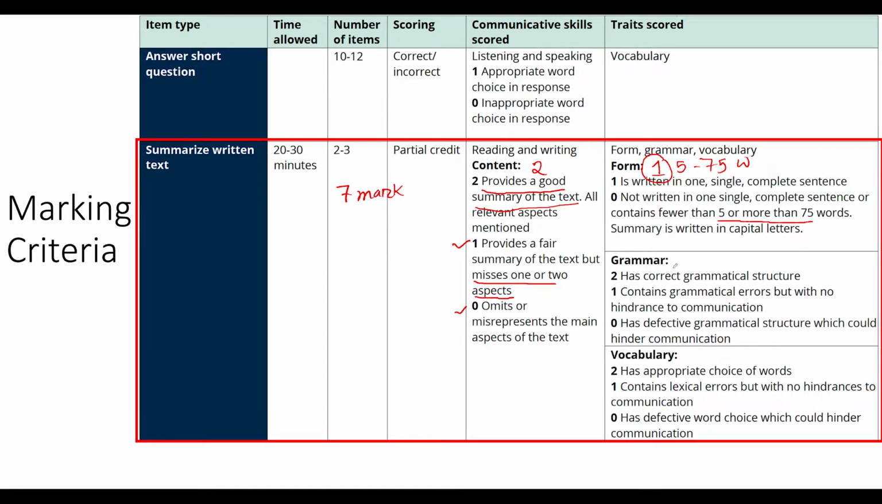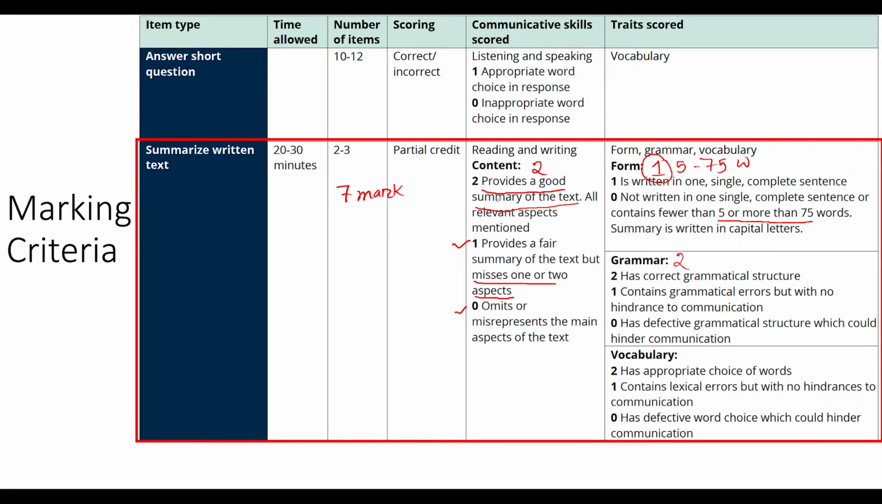For grammar, you have 2 marks again. If you have proper grammatical structure, you have 2 marks. If your grammatical structures have a bit of an error, you lose a mark or 2, unless it is no hindrance to communication. That means the meaning has not changed. But if your grammatical mistakes change the meaning and actually hinder communication, you will get 0 in grammar. Remember, if you get 0 in content or in format, your final score will be 0.